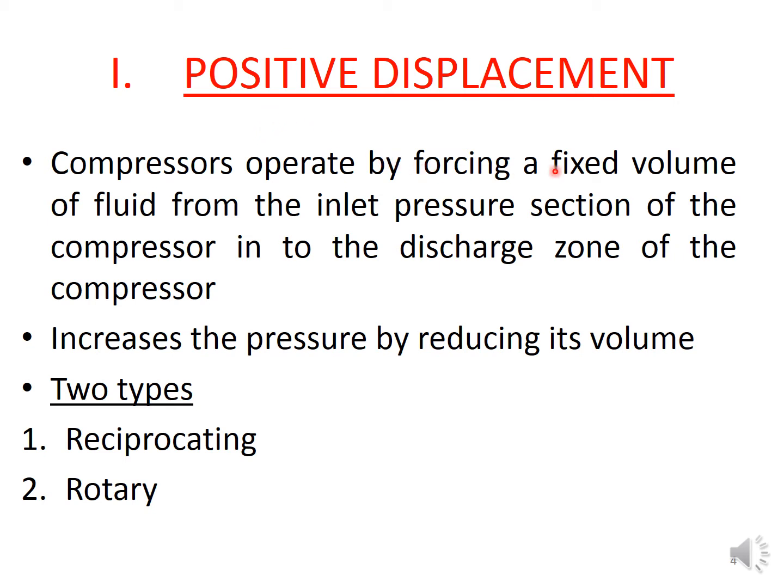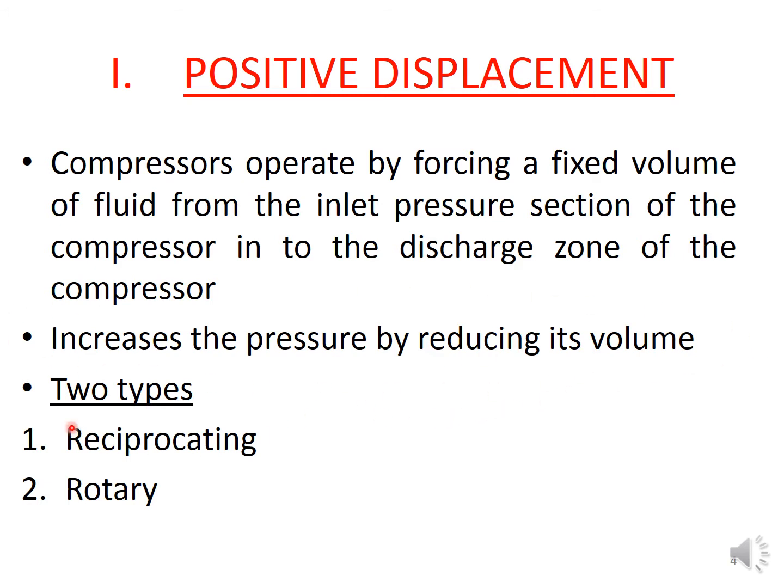Now a positive displacement compressor operates by forcing a fixed volume of fluid from the inlet section of the compressor into the discharge zone of the compressor. As I told you before, why is it called positive displacement? Because there is no need for priming and the clearances between the pump or compressor parts are so tight that there is no chance of escape of anything. So it compresses by force, by fixed volume. There is no chance of escaping of any air or water in the case of pumps, or air or gas in the case of compressors. It increases the pressure by reducing its volume.